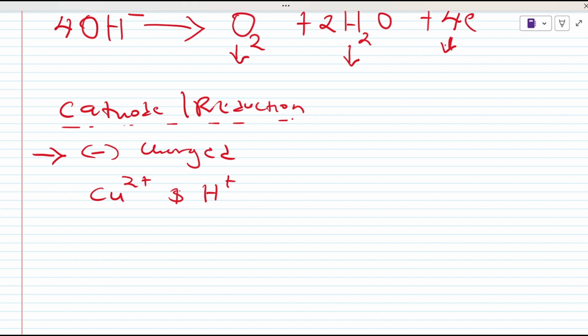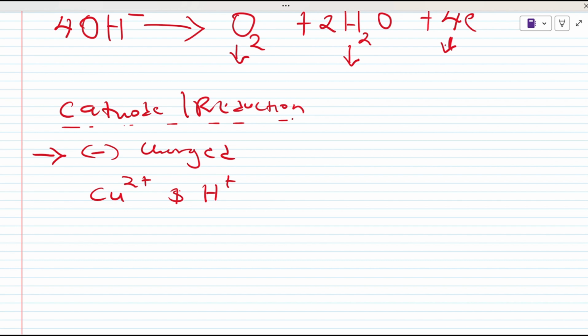And when that happens, we really need to know which one will be reduced. If you check your reactivity series table very well, you'll come to realize that hydrogen is above copper in the reactivity series. So the electron cannot be added to hydrogen, but instead it will be added to copper, because copper is the least reactive.